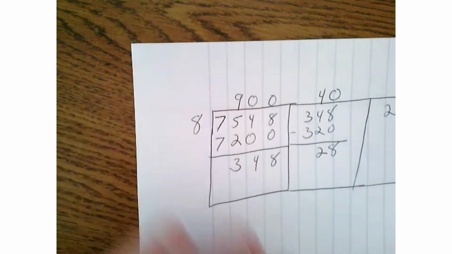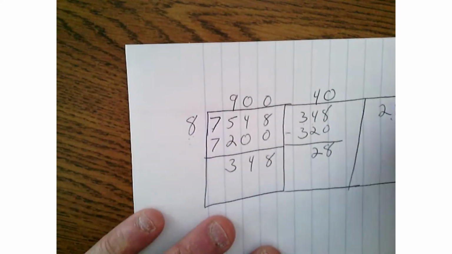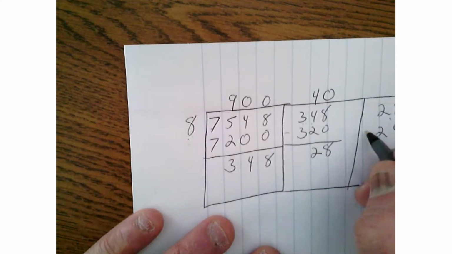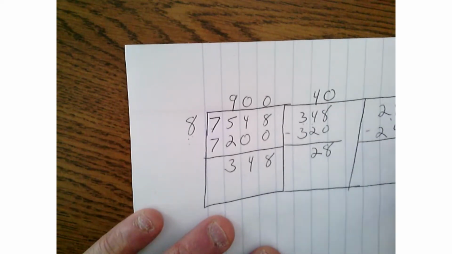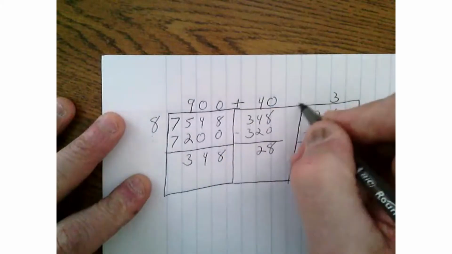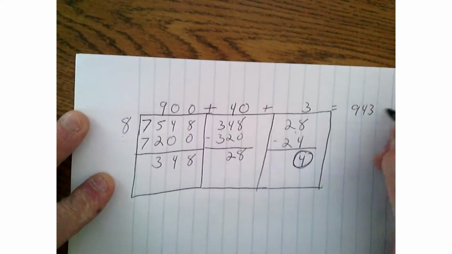28. Does 8 times anything equal 28? Nope. Well, the closest I can get is times 3, which is 24. So that means I have a remainder of 4. We're almost done here. If you just check this out, it's 900 plus 40 plus 3. That equals 943, remainder 4.